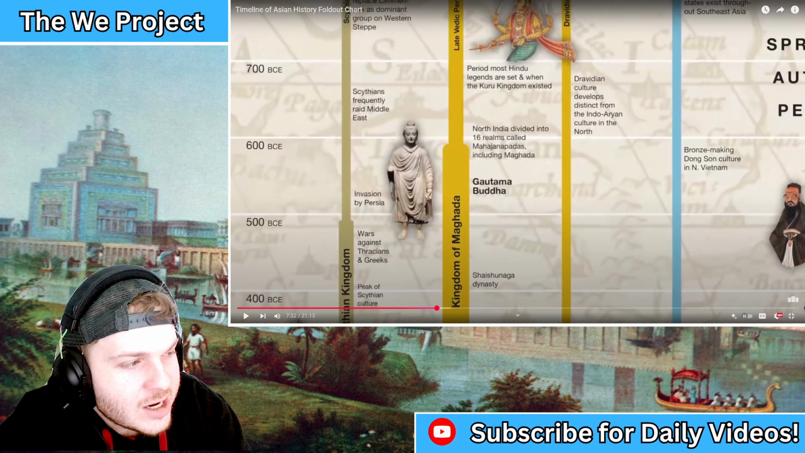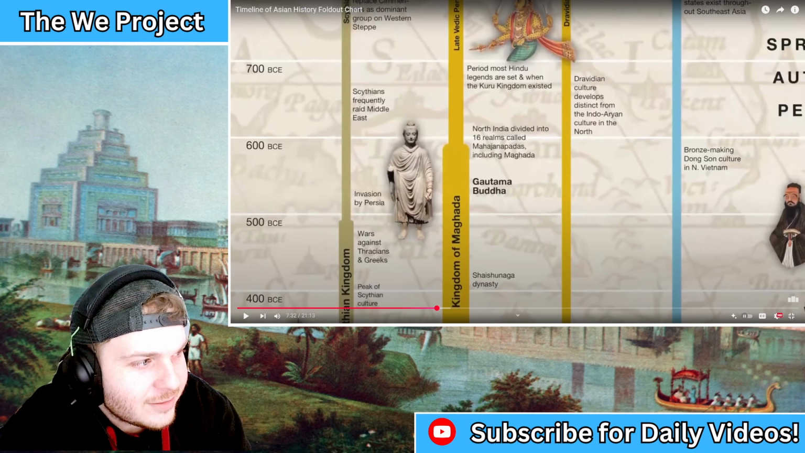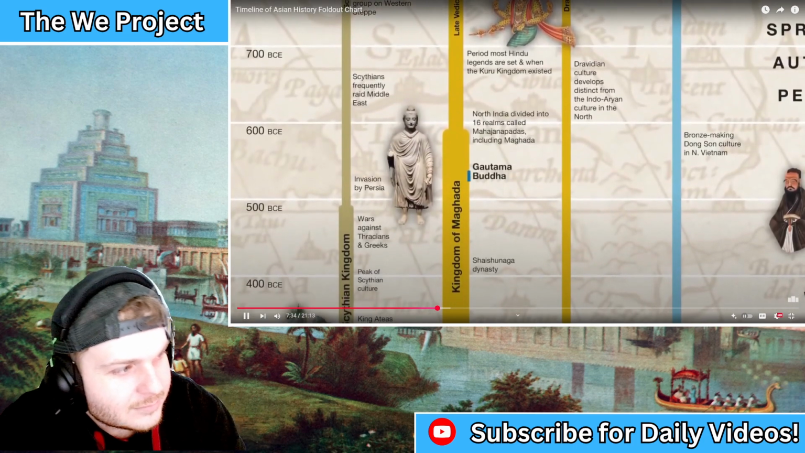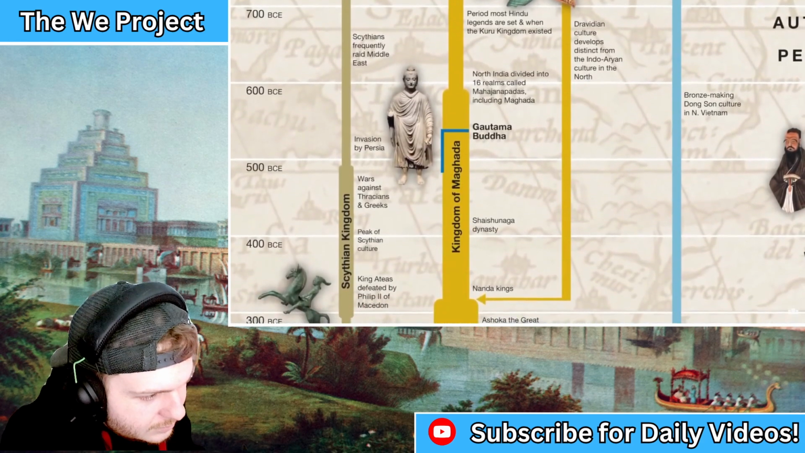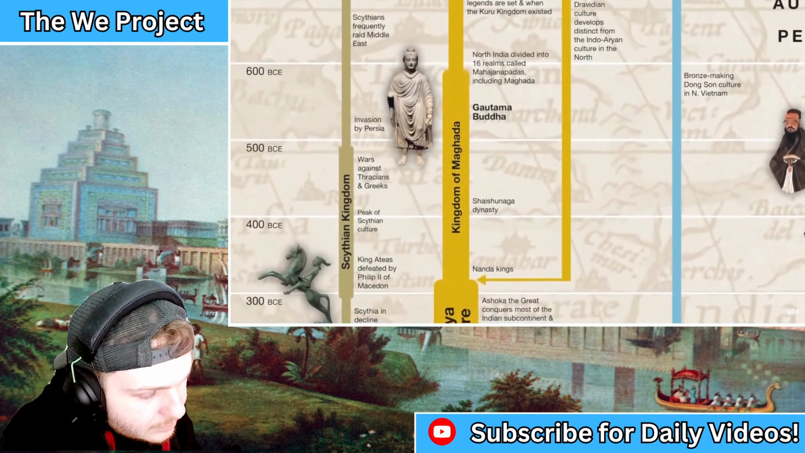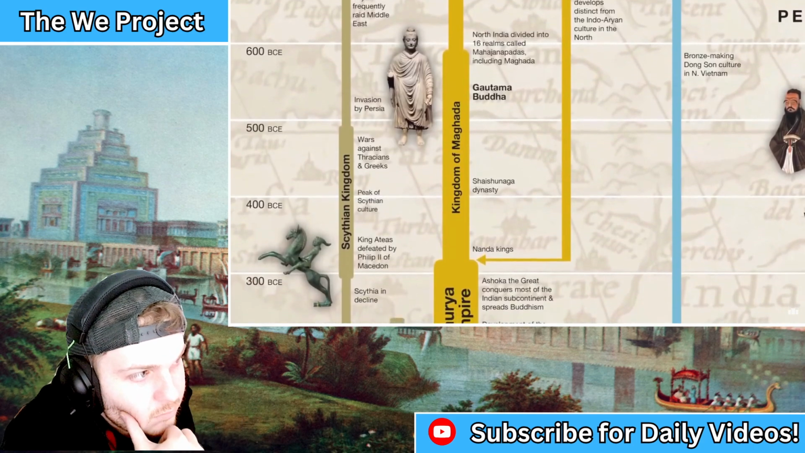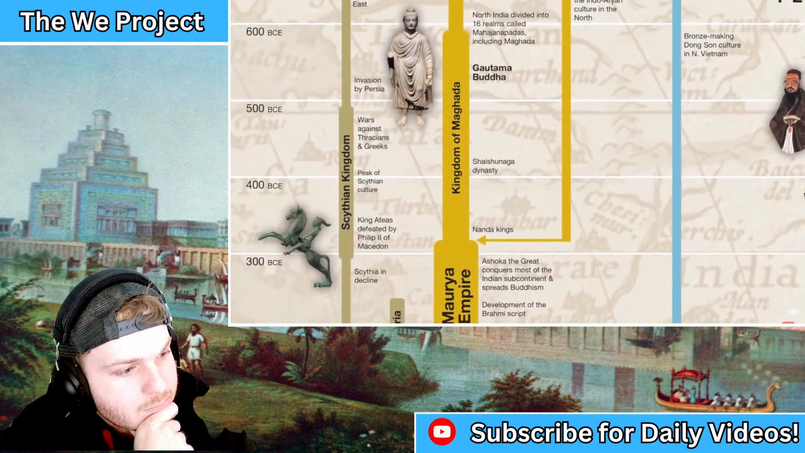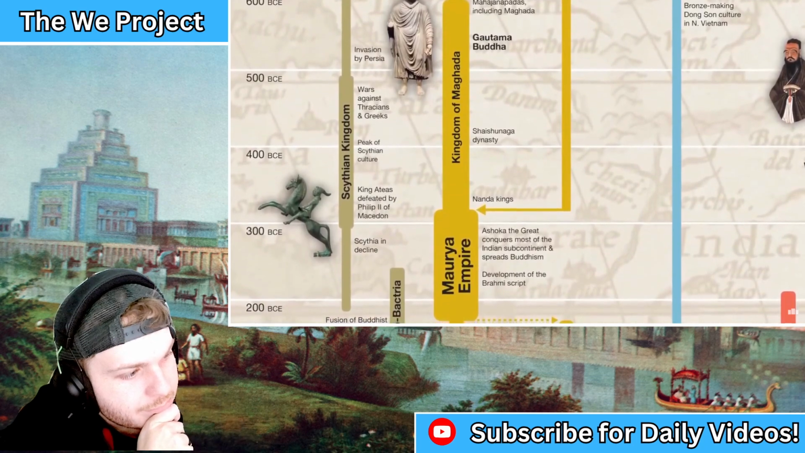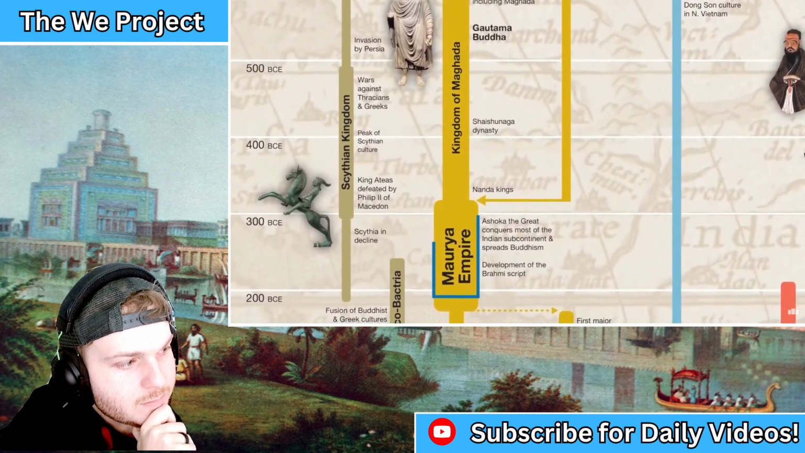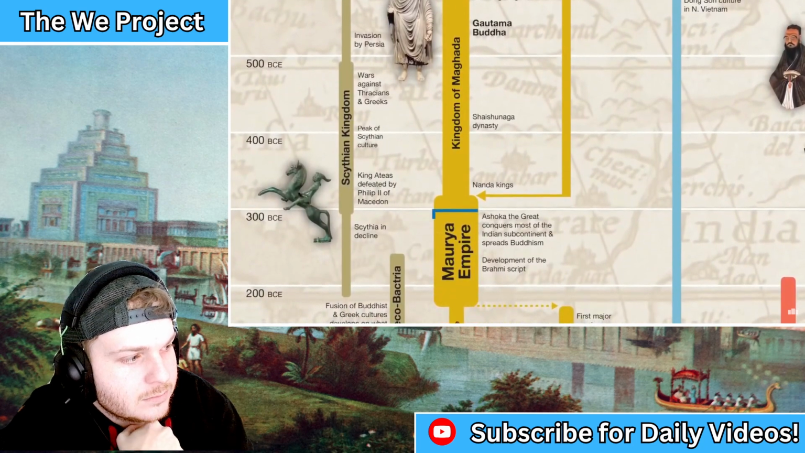Mahajanapadas. Say that 15 times fast. One of these realms, the kingdom of Magadha, eventually grew to become the dominant one. It was during this period that the Buddha lived. Then, around the same time as Alexander the Great, there arose a king in India named Chandragupta, who established the Mauryan Empire, which reached its peak under his grandson Ashoka.